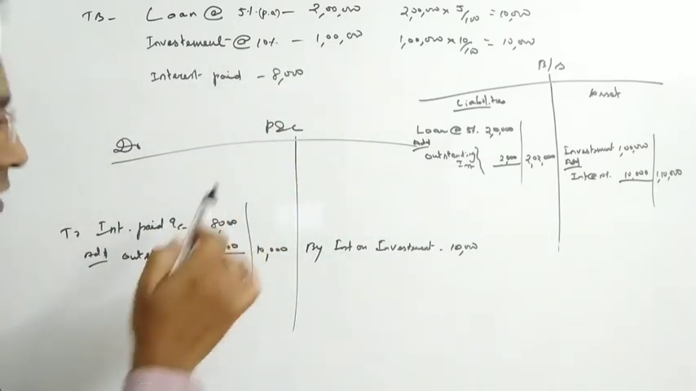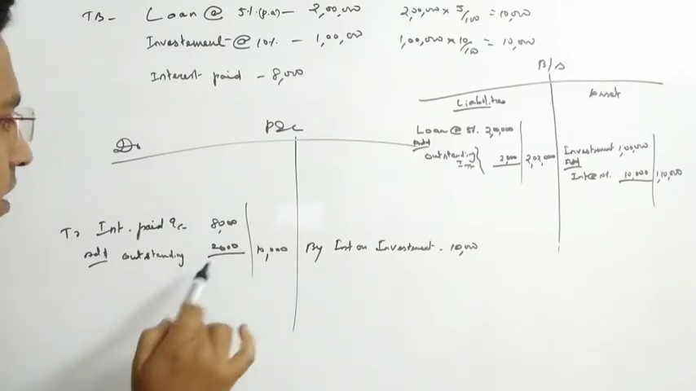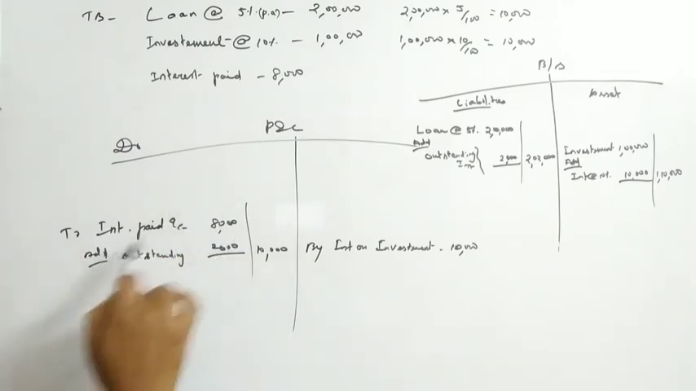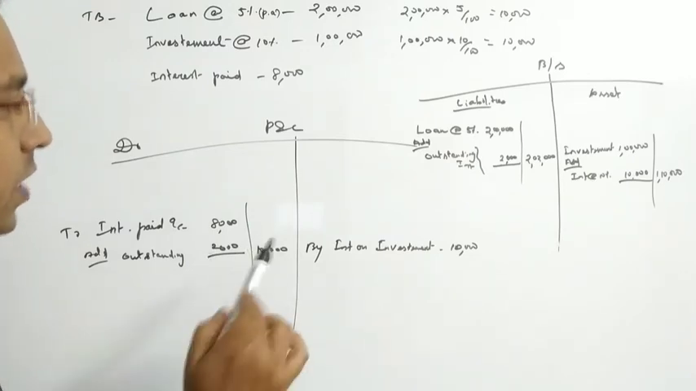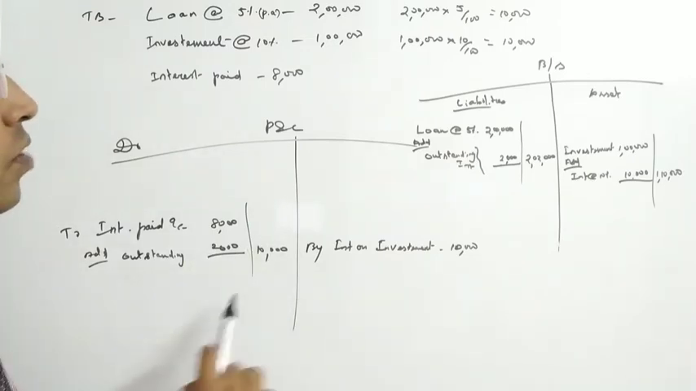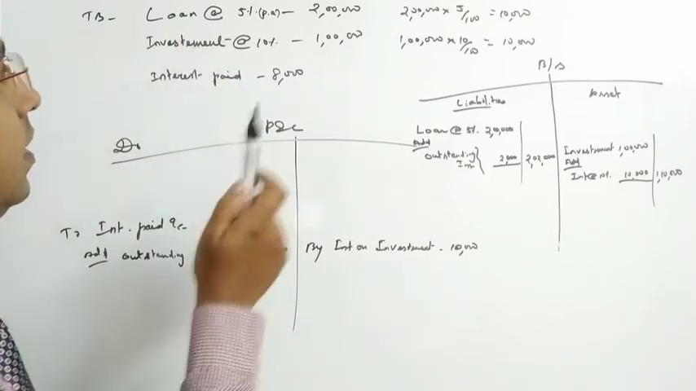So we are adding with the interest paid amount account that outstanding 2,000, and we put it outside as 10,000, in the outer column of the P&L, because it is an indirect expenditure.